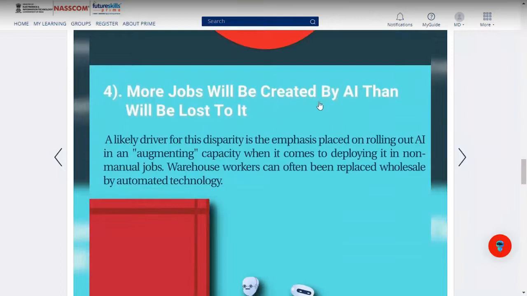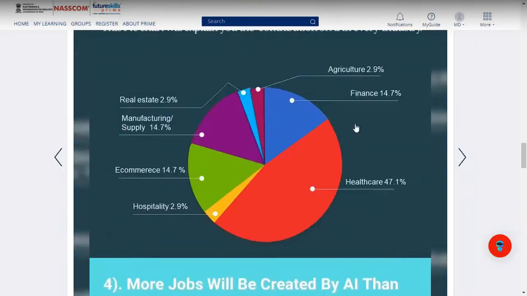Then, more jobs will be created by AI than will be lost. Okay, wait, let me tell you how it will affect agriculture. AI will see the sky and it will be able to determine which side the clouds will go, whether the clouds are bringing rain or not. And so it will tell you whether you should water your plants or not. Similarly, in real estate, it will be able to observe where all the development is happening fast, and it will be able to tell you whether to purchase a land or not.